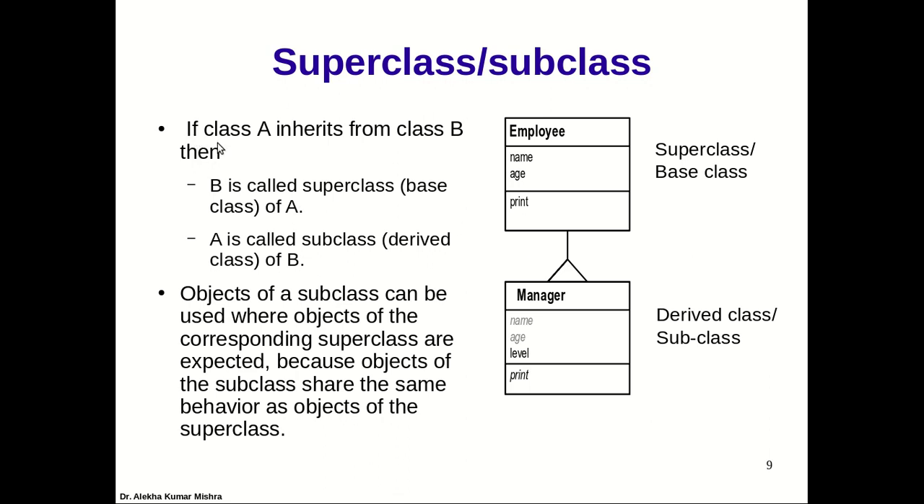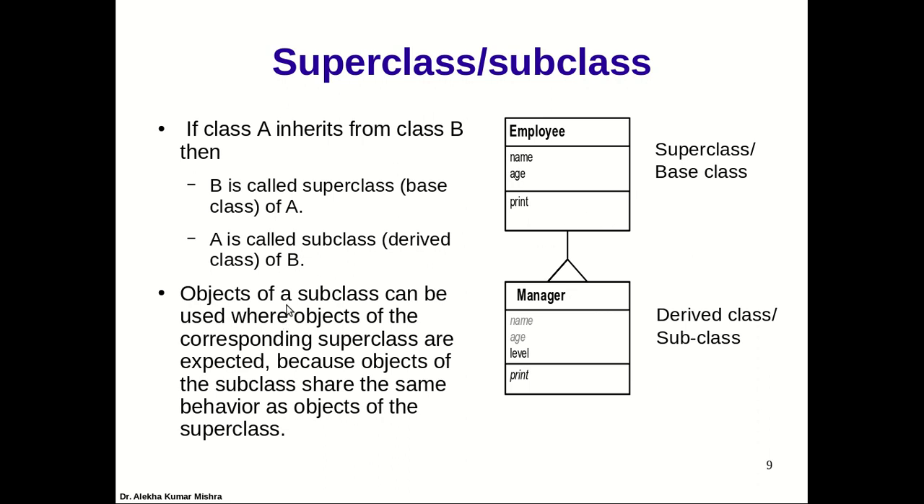So we say if a class A inherits from a class B, then B is called the superclass, or we can say the base class of A. A is called the subclass or derived class of B. So superclass, subclass, or base class, derived class. This is how the terms are used. The superclass subclass combination or base class derived class combination will be used in any book or any article related to inheritance. You will find this combination.